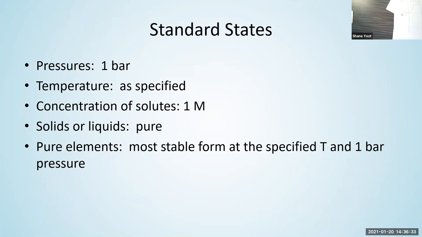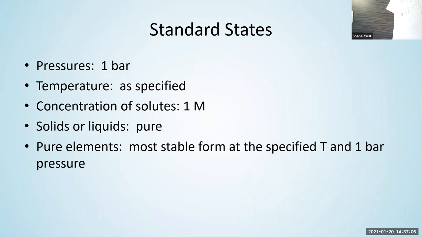We'll often talk about standard states of our reactants or products or things like that, right? A standard state, just as a reminder, means the pressure is 1 bar. Temperature can be whatever it is specified at. Concentrations are 1 molar, right? If you have a solid or liquid, it's pure solid, pure liquid, no homogeneous or heterogeneous mixtures, right? And if you're some element, it's whatever its most stable form is at that temperature and 1 bar pressure, okay?